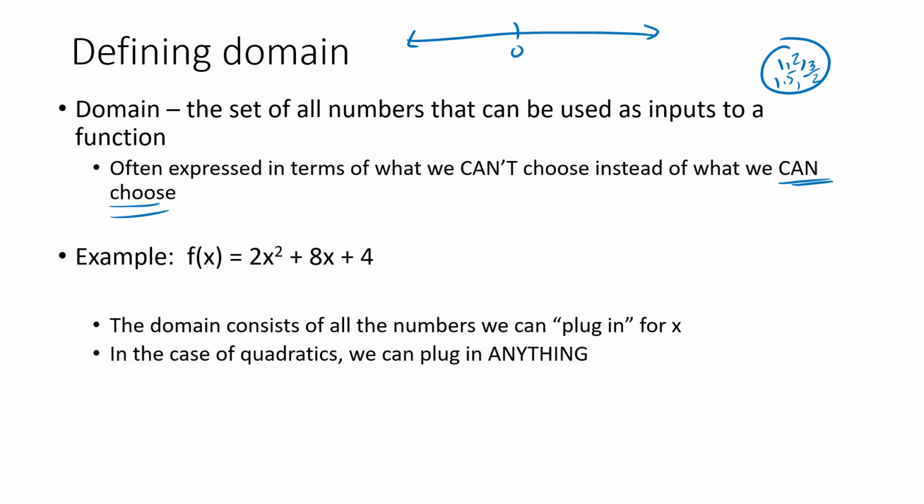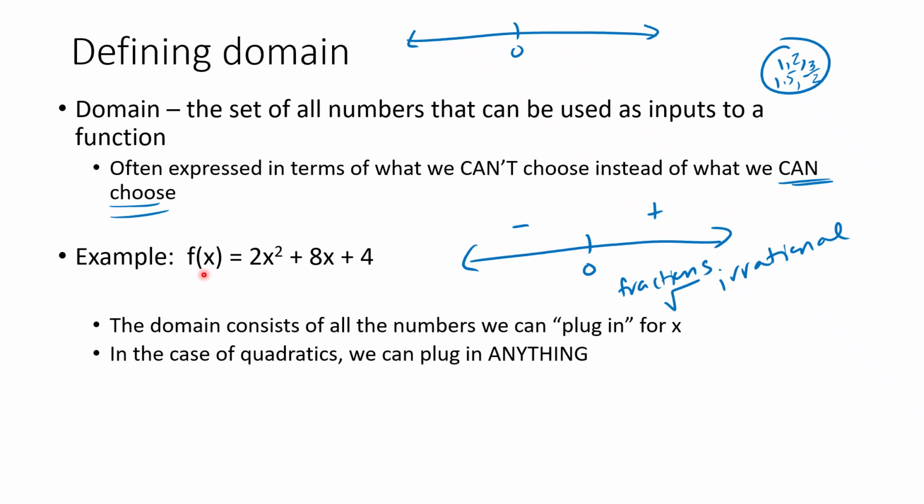Now here's an example. This is our working example for the lesson. f of x is equal to 2x squared plus 8x plus 4. The domain consists of all the numbers that we can plug in for x. So if you picture your number line, it has positive numbers, negative numbers, fractions, square roots, or irrational numbers. Is there anything on that number line that you wouldn't be able to plug in for x?